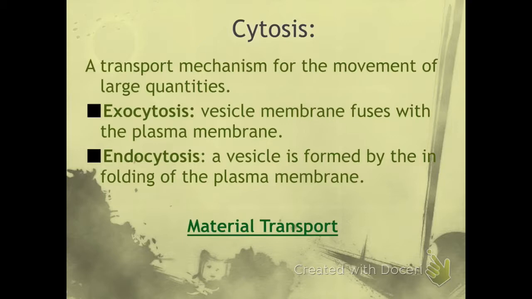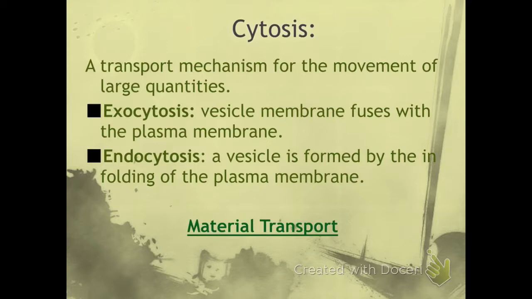These are going to be things like proteins, fats, things that the cell has produced that need to travel elsewhere. Okay, so we've got two types of cytosis. We've got exocytosis and endocytosis.